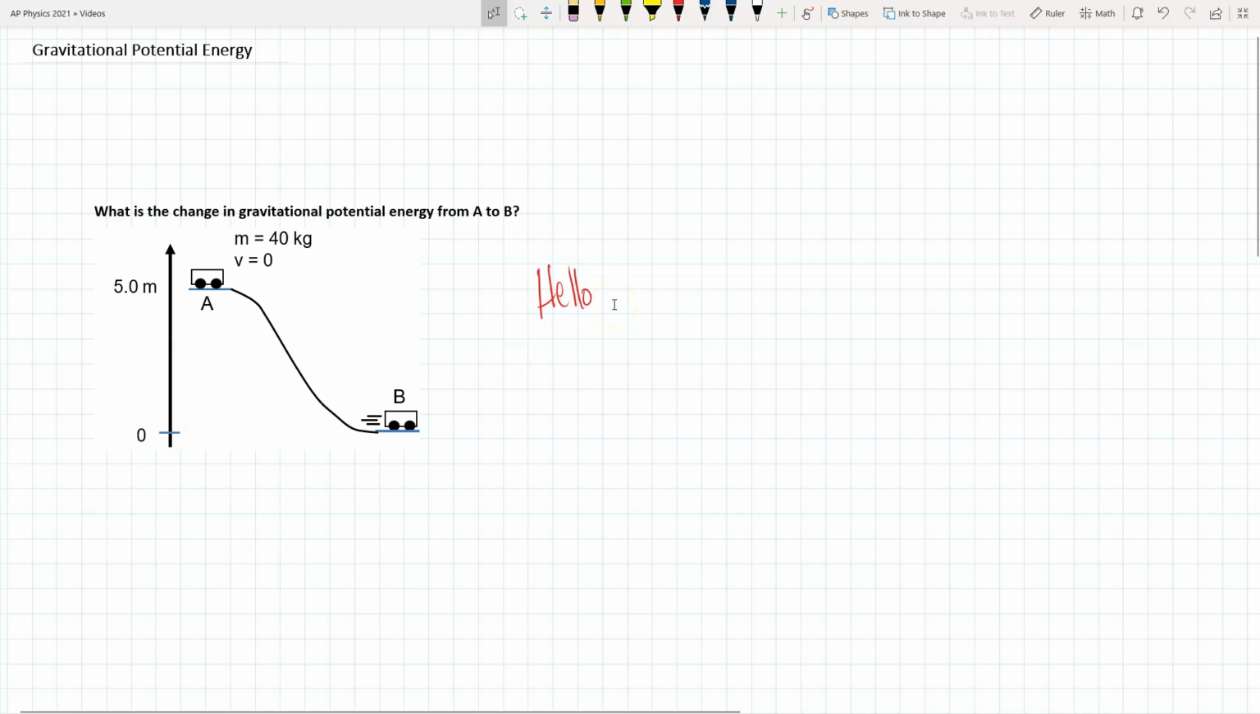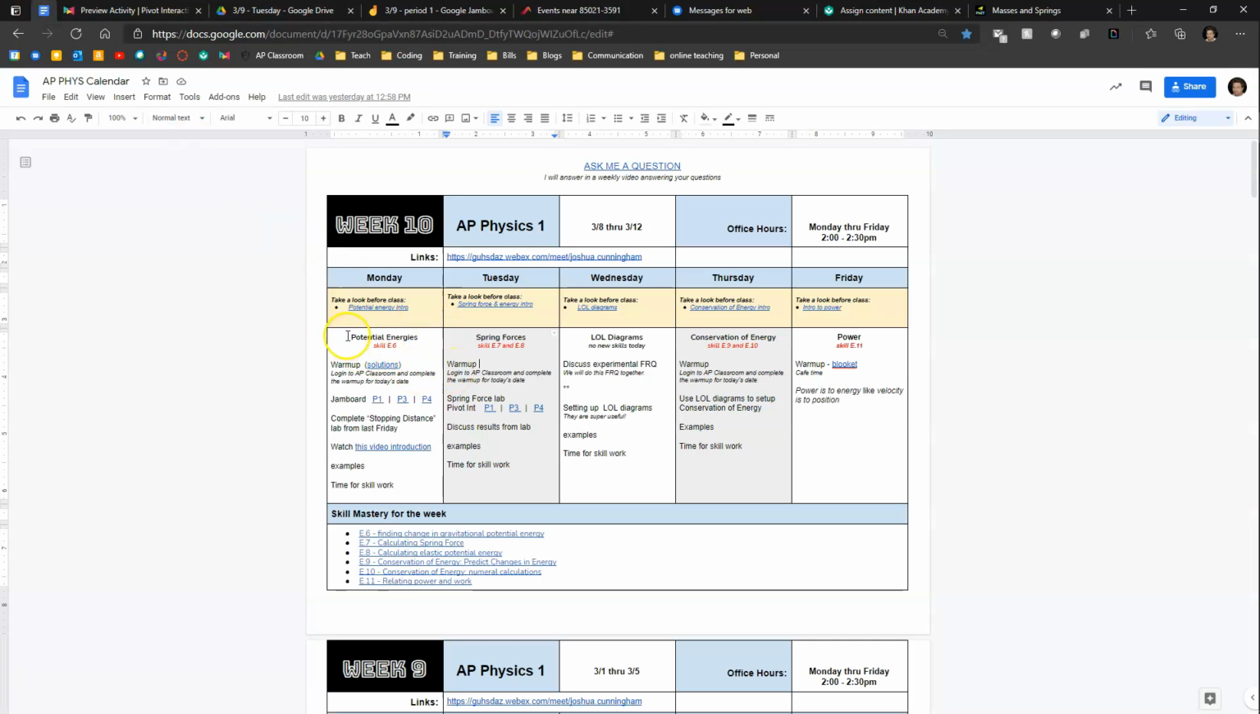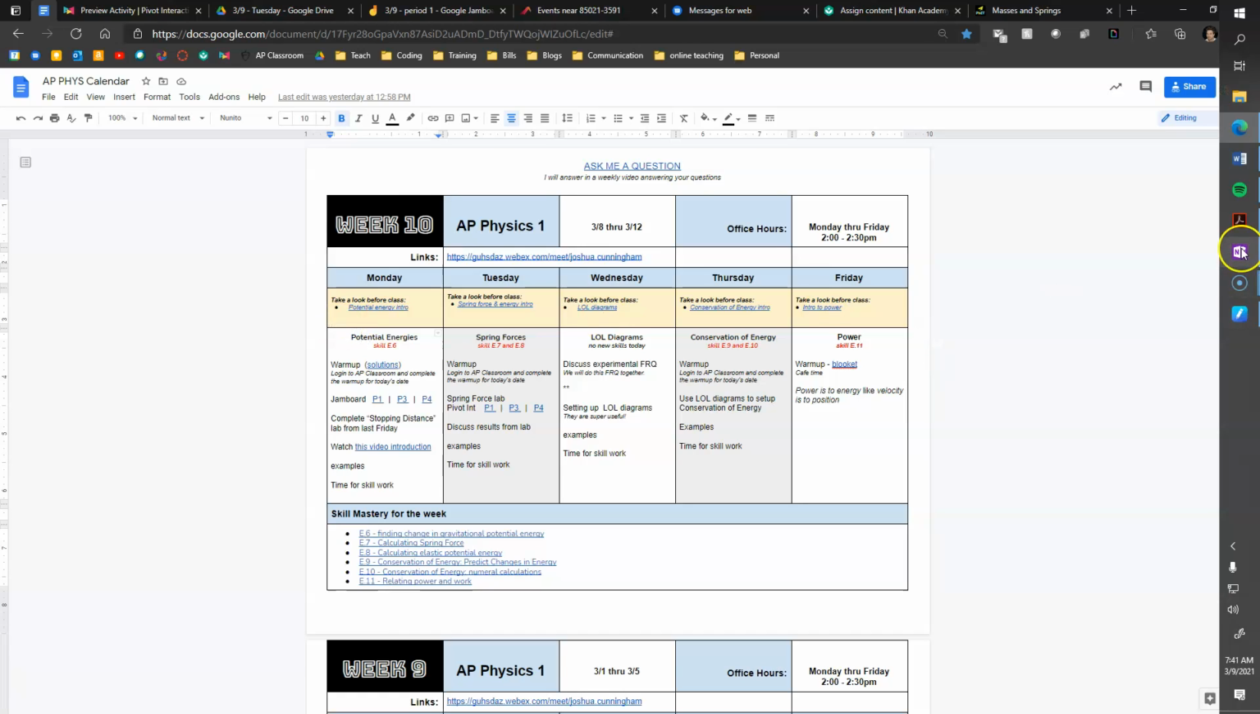All right, everybody, we're going to be going over some examples from the gravitational potential energy that we covered on Monday. So that would look like the stuff from here, week 10, potential energies, all that good stuff.